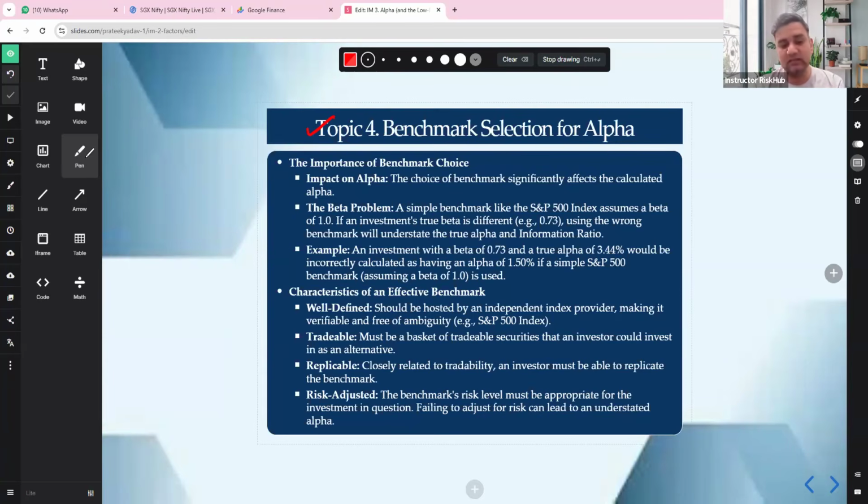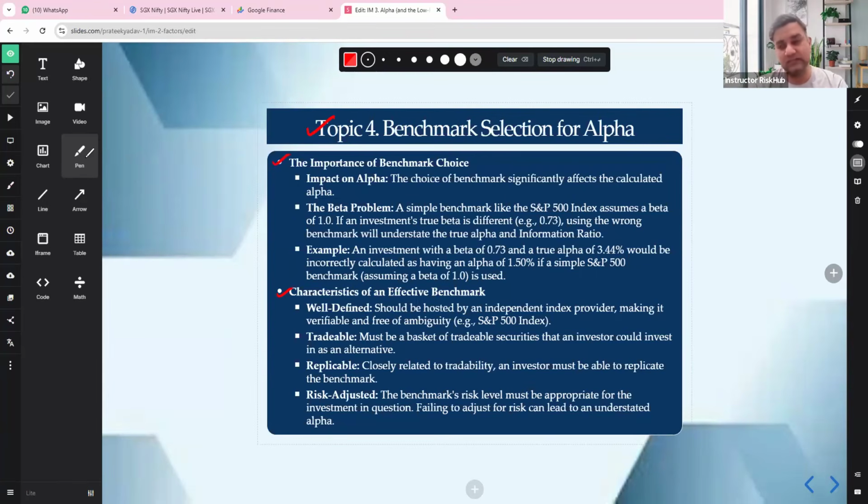From the FRM interpretation, this is a model risk issue: a misspecified benchmark leads to incorrect performance measurement. If your portfolio has lower risk than the market, then you should expect lower return. But if you compare to the full market, you might wrongly conclude low alpha, right? And when you look at the characteristics of an effective benchmark, it's well defined: there are clear rules, no ambiguity. It's tradable: you can actually invest in it. It's replicable: it can be realistically copied. And risk adjusted, most important: the same risk level as your portfolio.